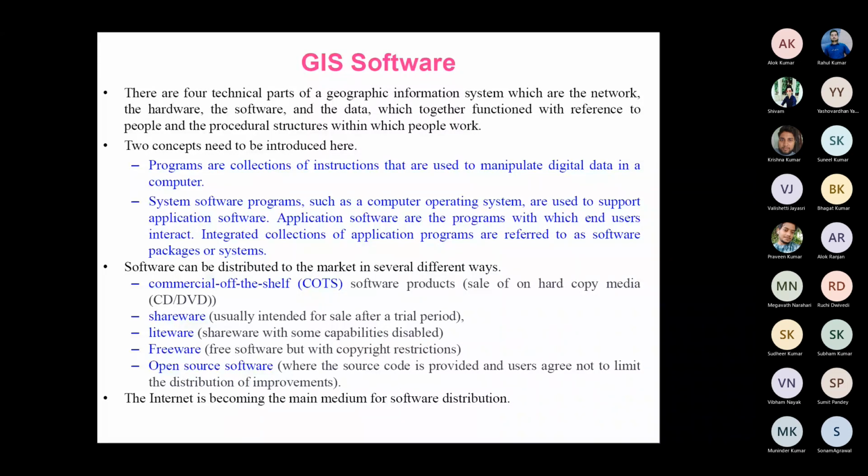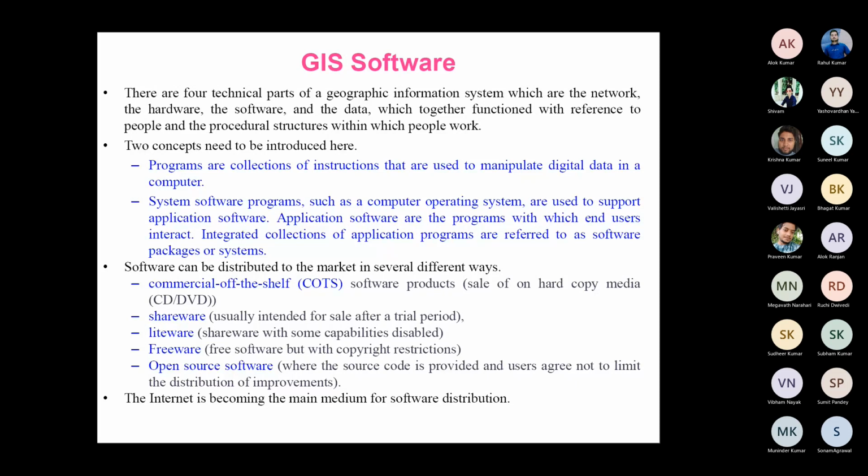The first category is COTS. COTS means software sold on hard copy media like CD, DVD. Shareware is usually intended for sale after a trial period. Then lightware means software with limited functionality. Usually software provided as shareware has some capabilities disabled, so it is known as lightware. Freeware is free software, but with copyright restriction. Open source software is where the source code is provided and the user agrees not to limit the distribution of improvements.